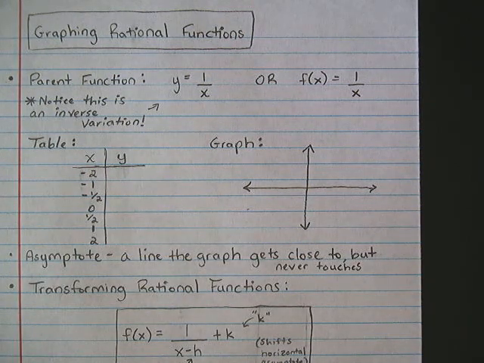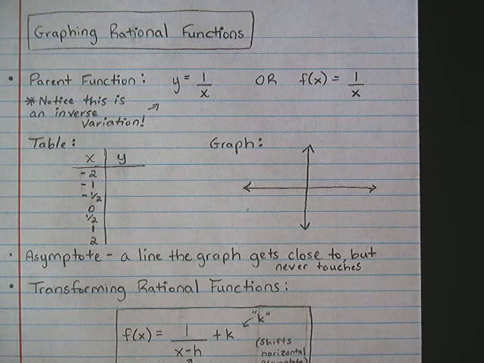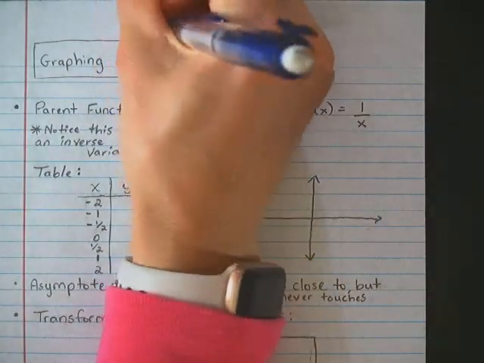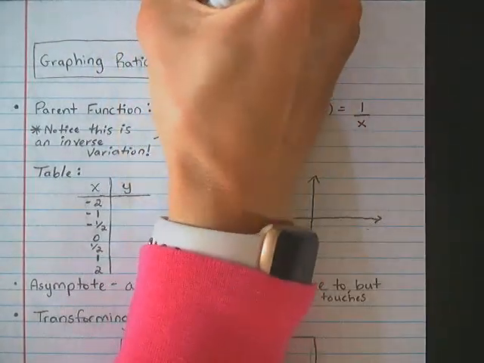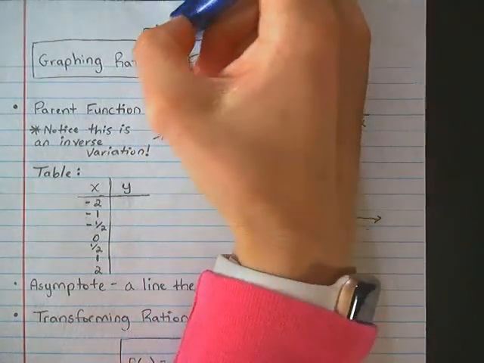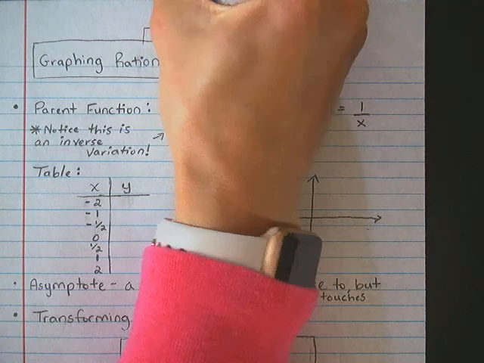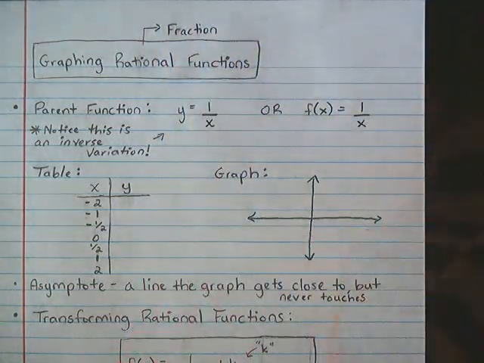In today's lesson, we're going to be talking about graphing rational functions. Before we start graphing, I want to talk about what is the most basic that a rational function can get. If you remember, the word rational means that we're talking about a fraction here. And so when we talk about a rational function, it's going to have a fraction in it.